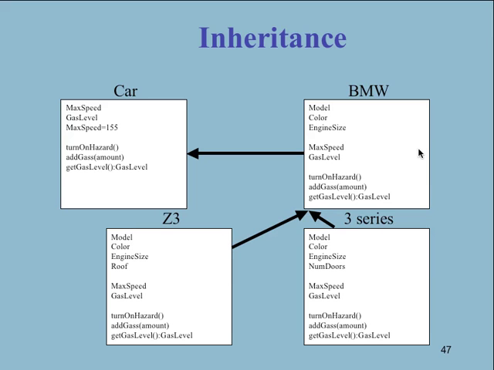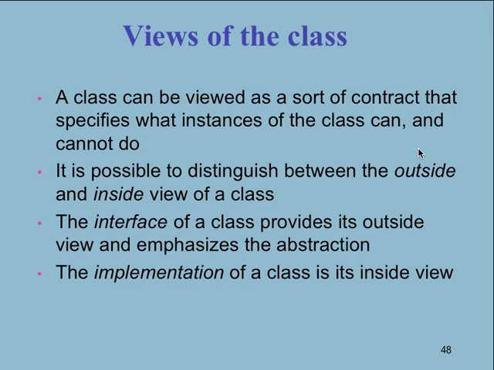And what's going to be different is the roof or the sunroof or the no top, number of doors, maybe speed as well, I don't know. Engine size, maybe. We change the engine on it. So the views of the class, we have the inside view, we have the outside view, and we have the interface.